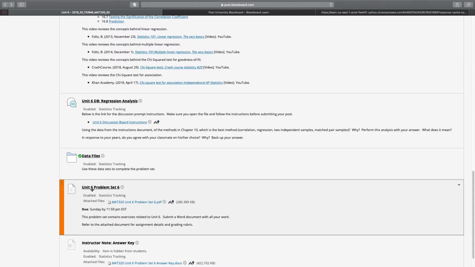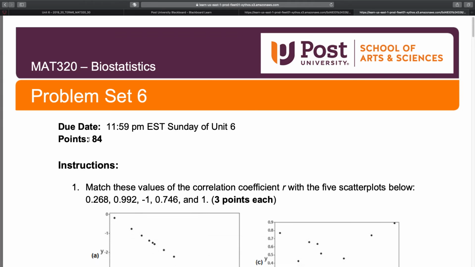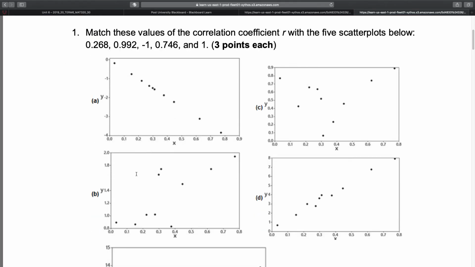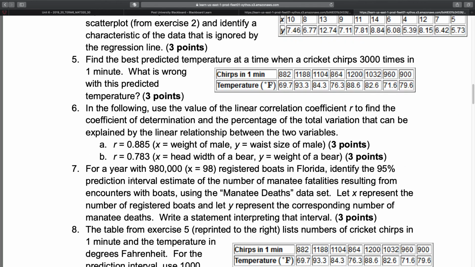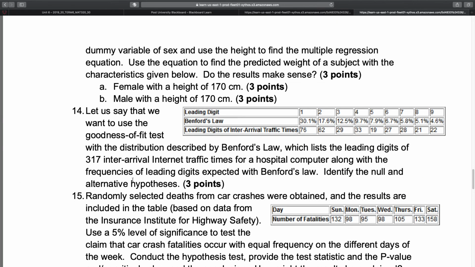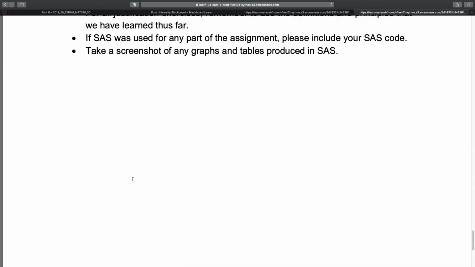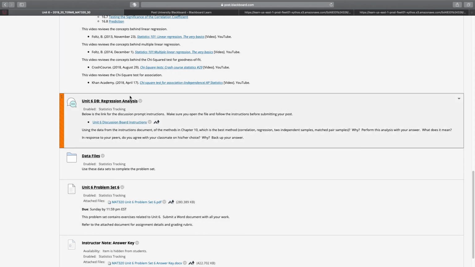And then the Unit 6 problem set 6 down here is due by this Sunday of the particular unit. As you can see, this is out of 84 points, asking a whole bunch of questions involving chapters 10 and 11 from our textbook. As you can see, it asks a whole variety of things. But that is what we are doing here for Unit 6.